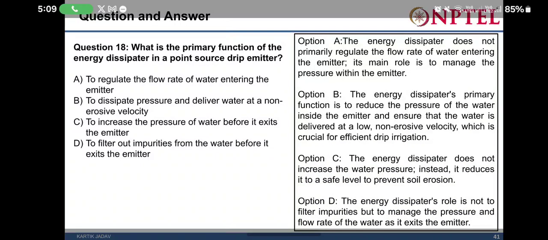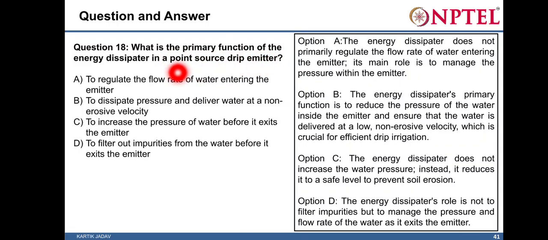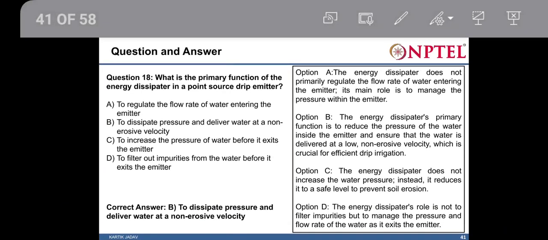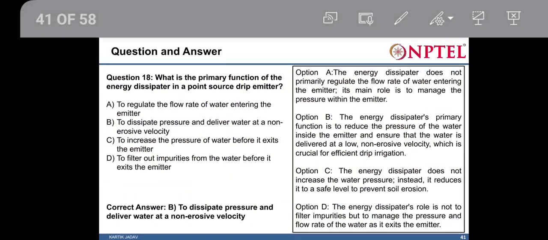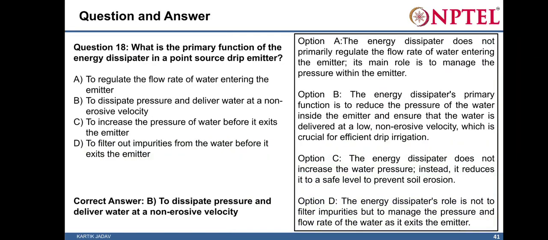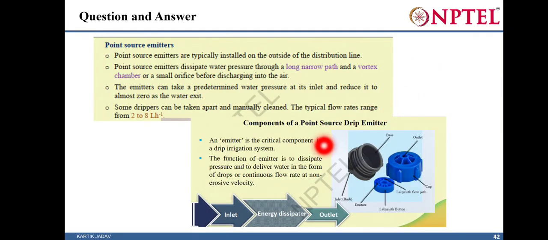Question number 18. What is the primary function of energy dissipation in a point source drip emitter? So these are repetitive questions. We have already solved this, so not going into detail. Then the correct answer for this is option B. Right, so this is the drip emitters. Okay, let's see it clearly. This is the emitters. So emitters have a different arrangement for distribution of water energy via different designs.